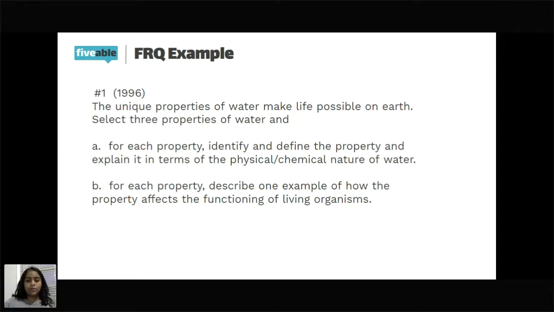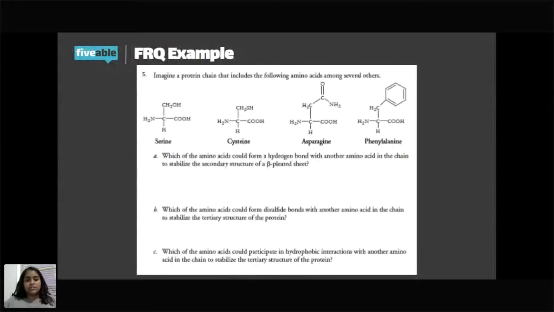And then we're going to go to the next FRQ. This one's on protein structure, so I'll also give you guys about 5-ish minutes to answer this, and then we'll move on from there.